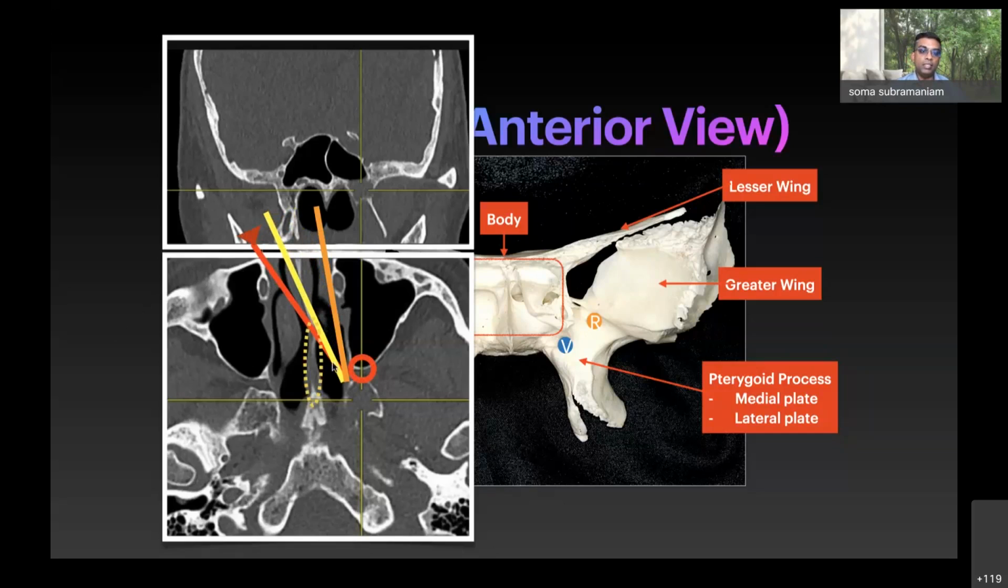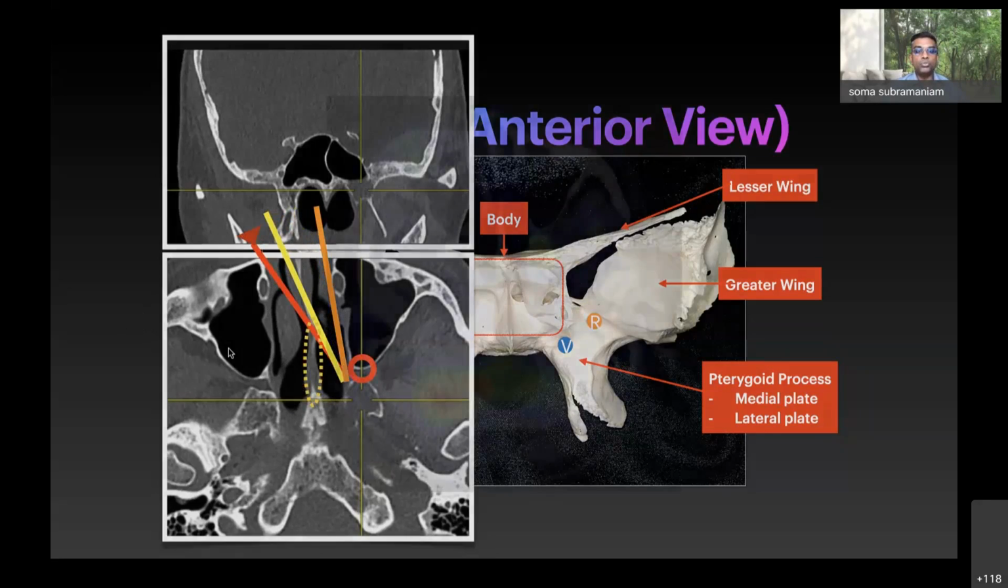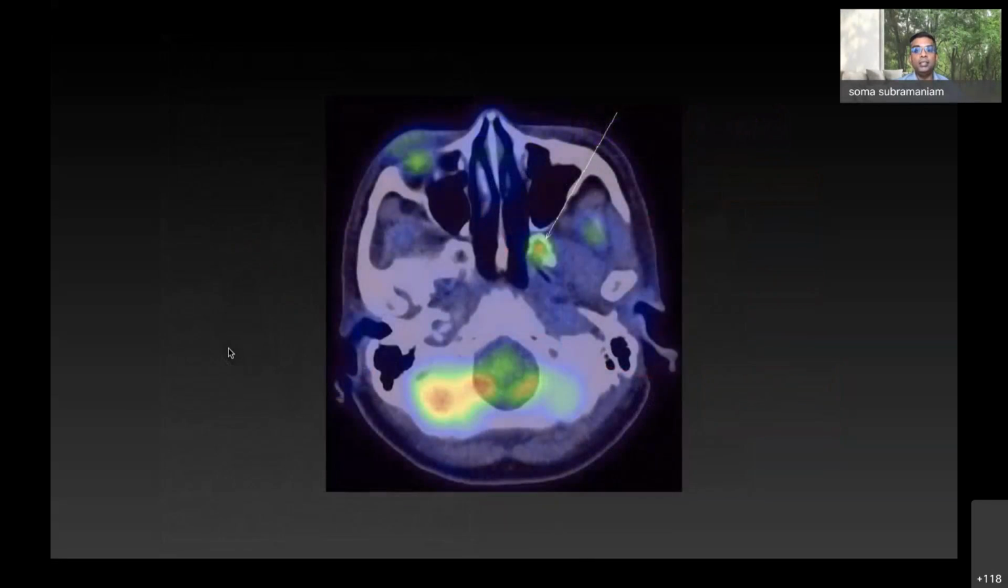But the problem with that is that you will end up having to destroy the septum. Okay, but there's a way around that. Okay, and I'll show that to you in this case. So you can get a transeptal approach while preserving the nasal septum. So you can see here, this is a picture of the PET CT lighting up that area. So this is the video of the surgery.